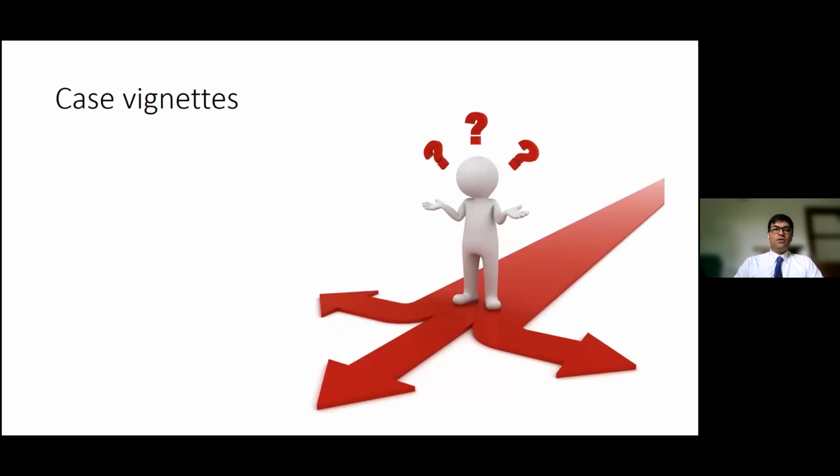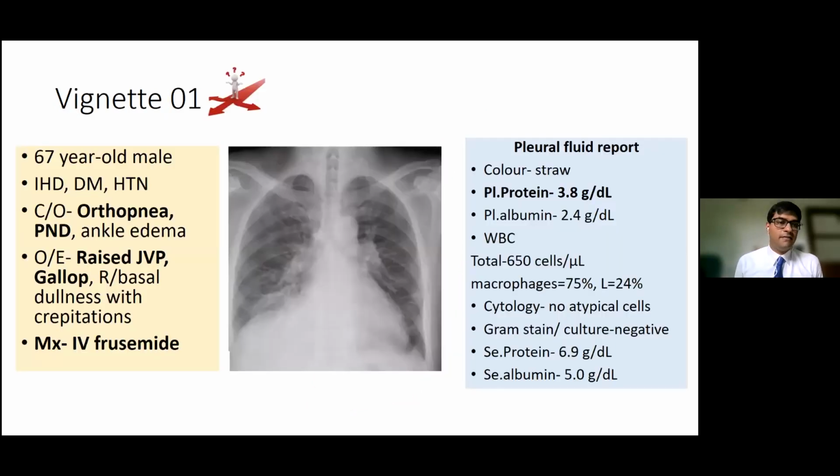Then I will go on to discuss a few case scenarios. My first case is a 67-year-old male with ischemic heart disease, diabetes, and hypertension, complaining of orthopnea and paroxysmal nocturnal dyspnea. Examination revealed raised JVP and gallop rhythm, and he was managed as a congestive cardiac failure exacerbation and given IV furosemide. Chest X-ray shows a right-sided pleural effusion, and the pleural fluid report shows that pleural fluid protein is 3.8, that is more than 3.5. So it's like an exudate.